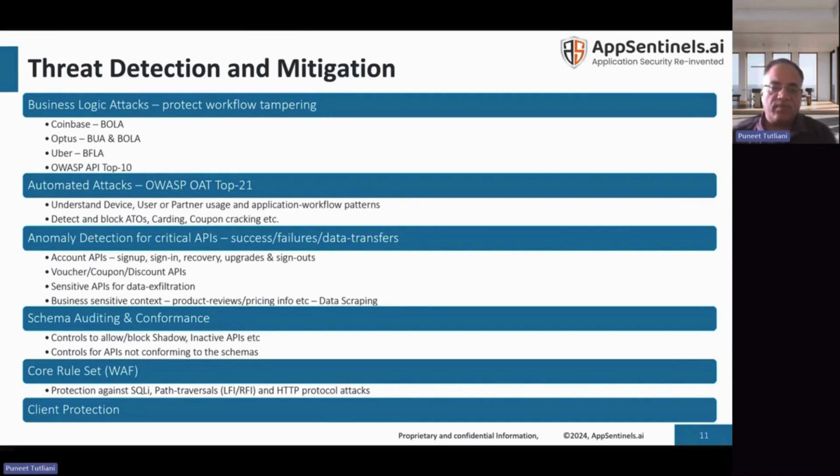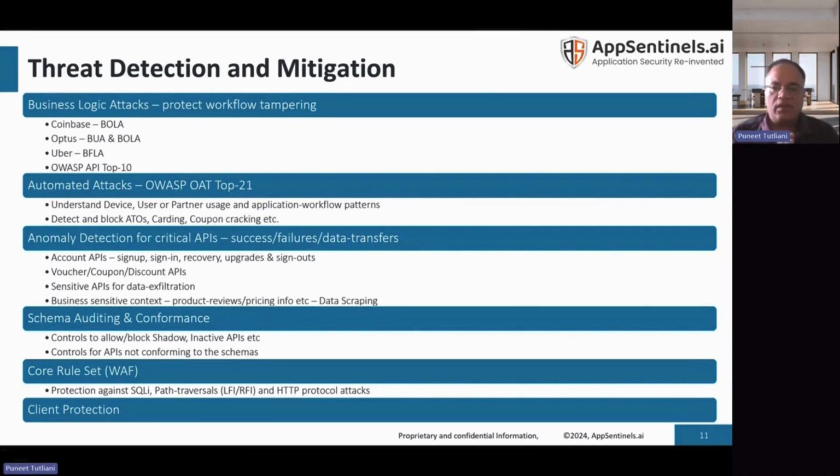It was more of a broken function level authorization control where he called an API which was updating the balance in somebody's account. And he was able to enjoy free rides in Uber for many, many years. So, these are very important business logic related attacks which are possible on APIs, and they need to be protected.